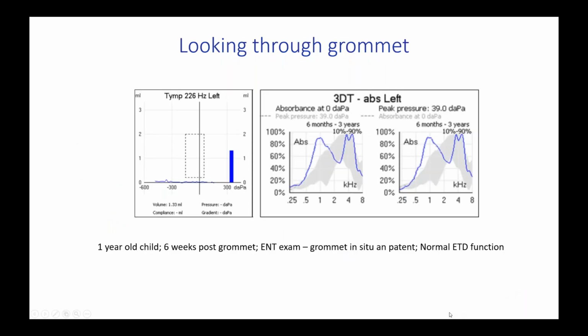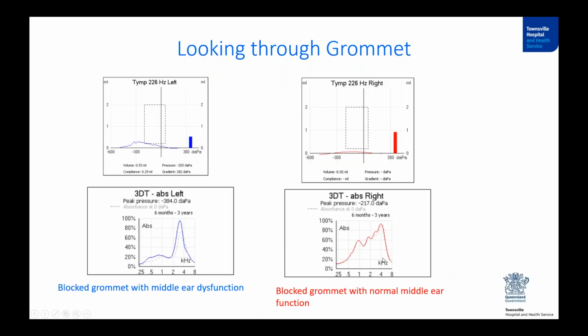Another thing that wideband absorbance is helpful for is to look through the grommet or perforations. This child had a grommet in situ, and you see that the wideband absorbance is normal, showing the double peak pattern with an increased absorbance in the low frequency range. So through the grommet, you can see that the middle ear function is normal, whereas in another example, this child had a reduced absorbance here, and the grommet was blocked here, and then they had a middle ear dysfunction. Whereas this child had a blocked grommet, but the middle ear function was normal.